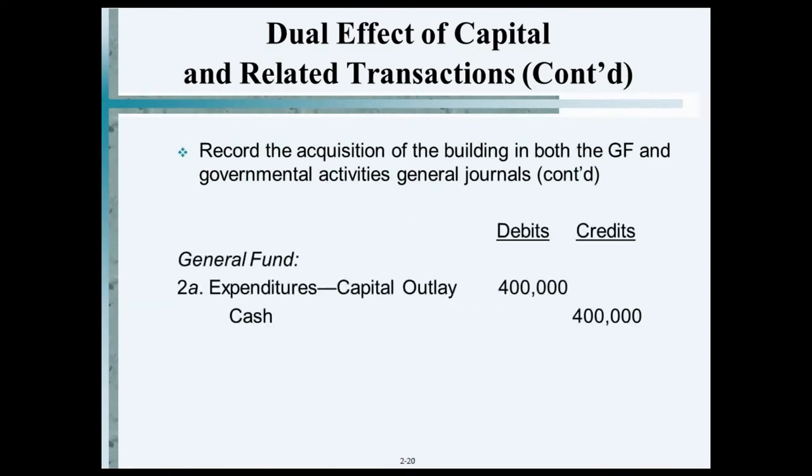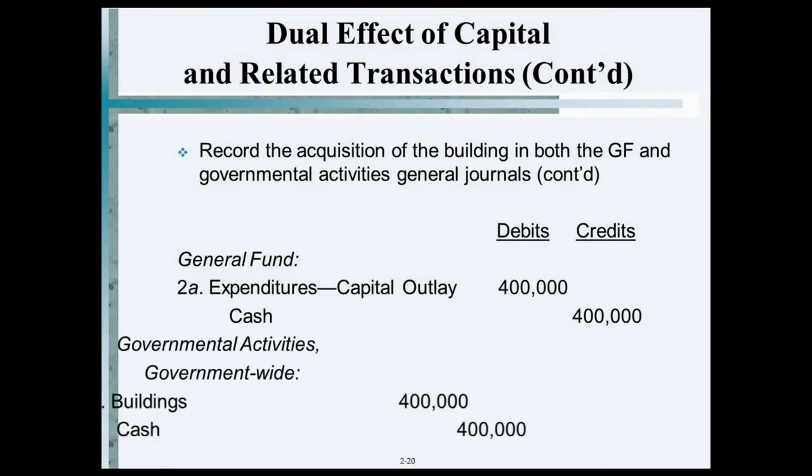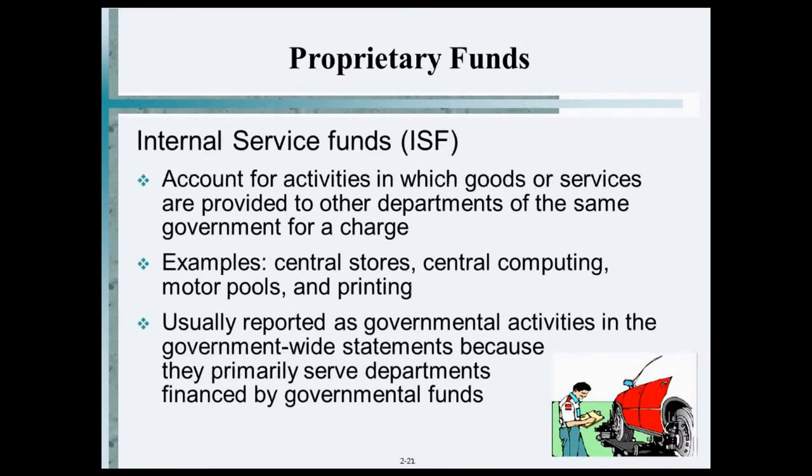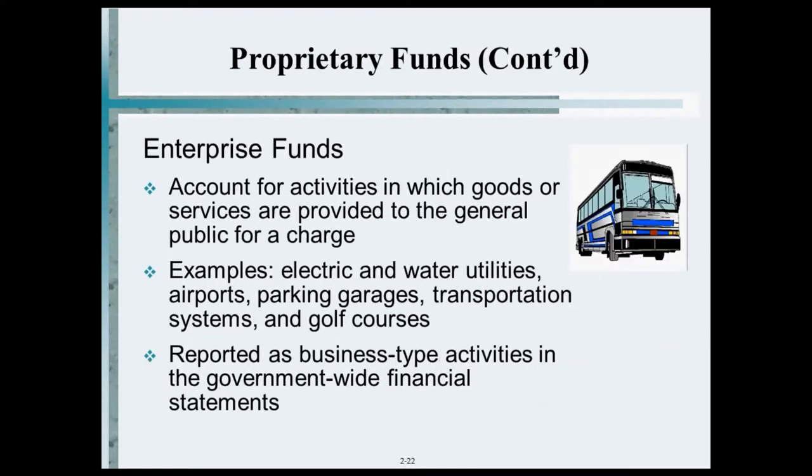Expenditure, capital outlay, not equipment or any of that, right? But under the governmental activities, it's what? Building. Everybody should know this, right? And internal service fund, you should know what it's used for, so it's used to provide services to other departments. Enterprise fund, where the purpose is to recover the cost of operating it.